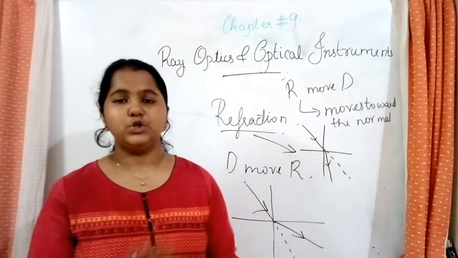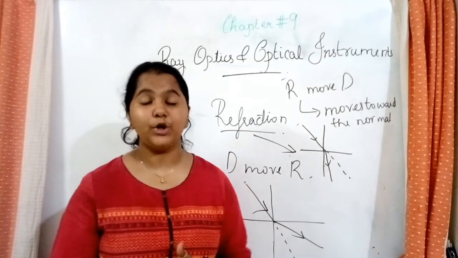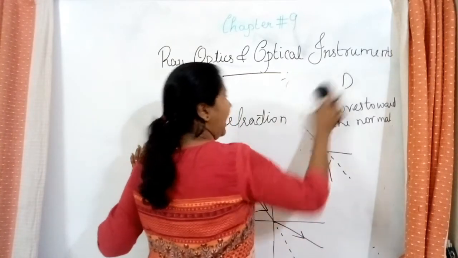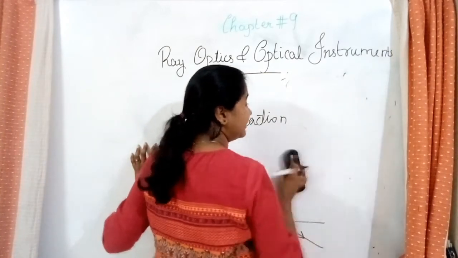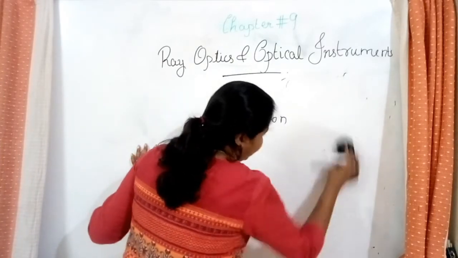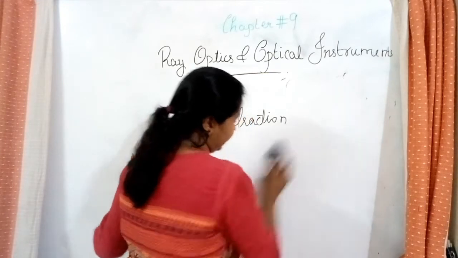And in refraction also, we have two laws to learn. So let's see what the two laws are. As we learned for reflection, the first law remains the same. Only there is a change in the second law.